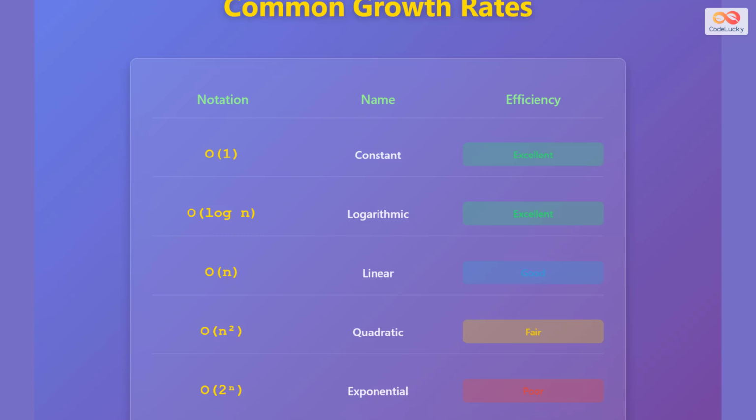Algorithms with constant and logarithmic time complexities are generally considered excellent. Linear time algorithms are good. Quadratic time algorithms are fair. And exponential time algorithms are poor.